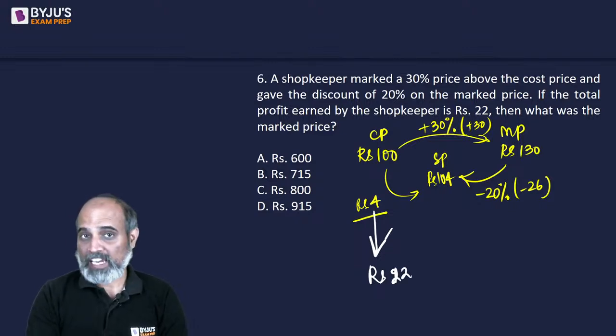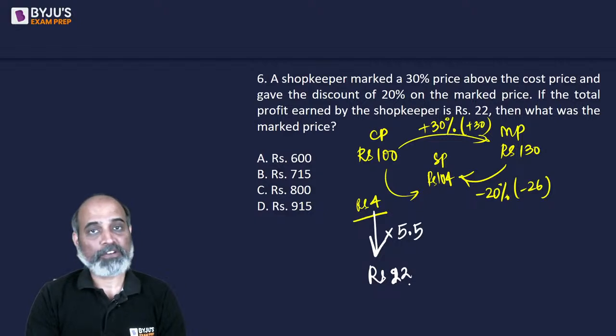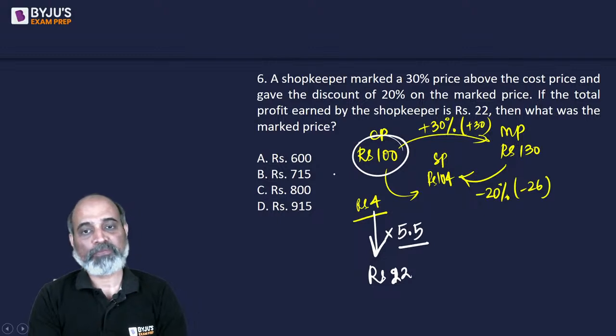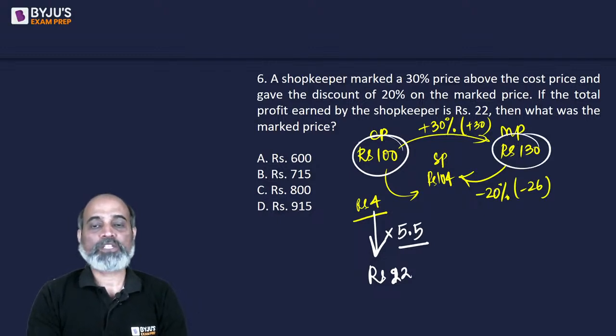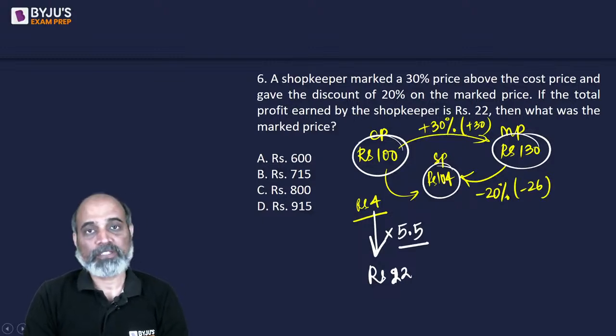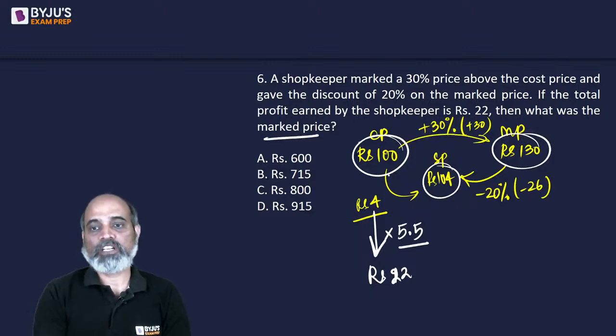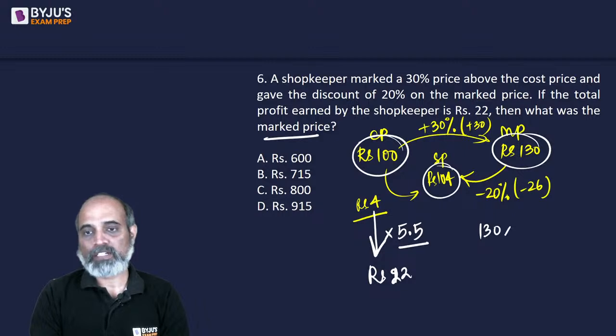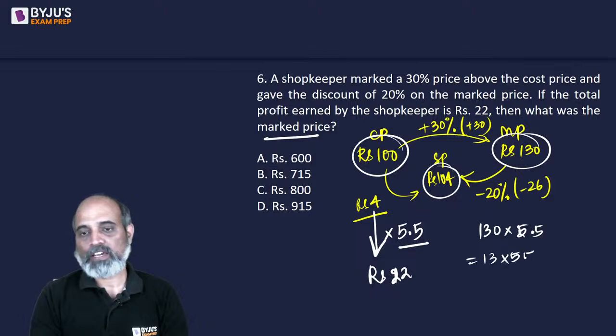So how many times is this? 4 into 5 is 20, 4 into 0.5 is 2. So it is 5.5 times. That means cost price will also become 5.5 times. Mark price will also become 5.5 times. Selling price will also become 5.5 times. Since the question asked is what is mark price, it's going to be 130 into 5.5. Or we can say 13 into 55.